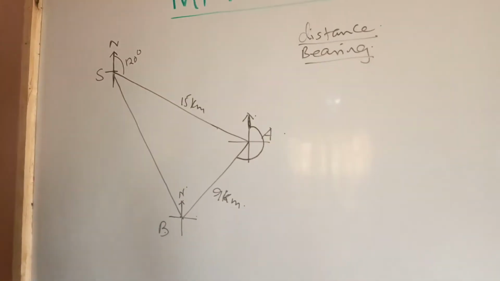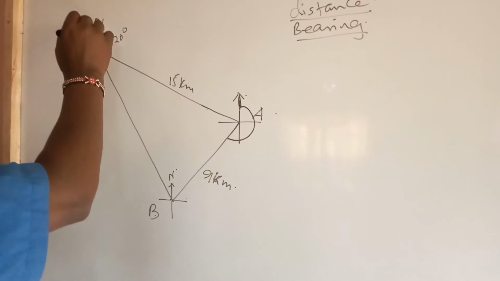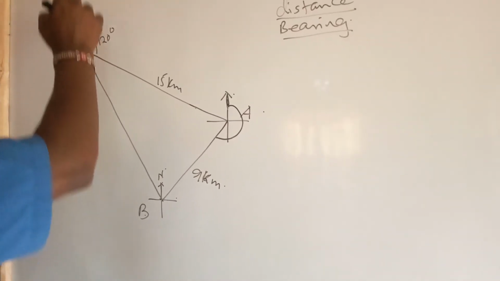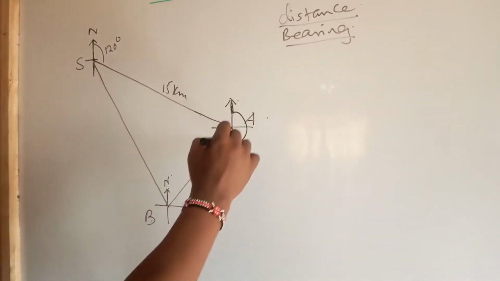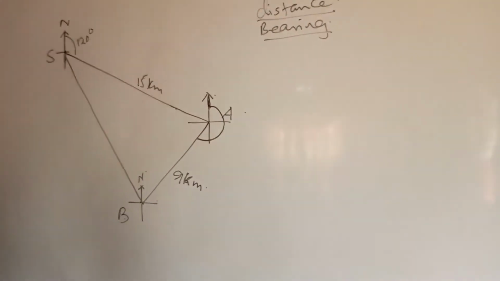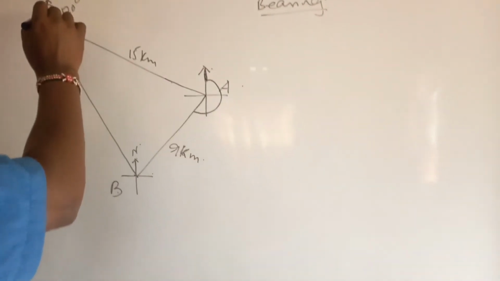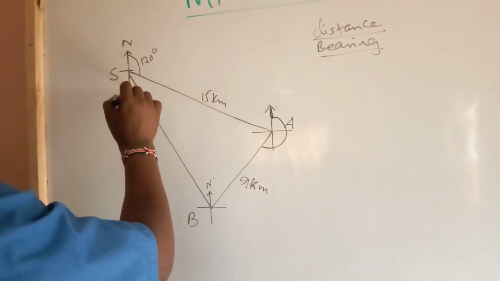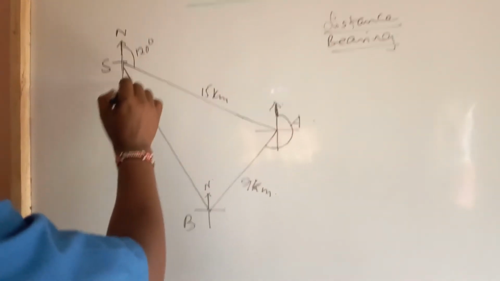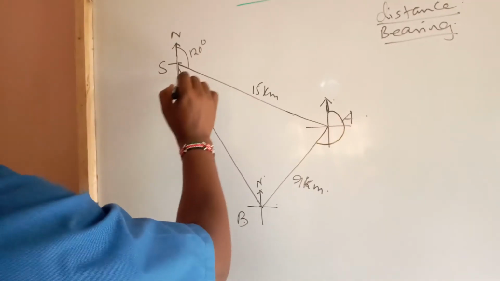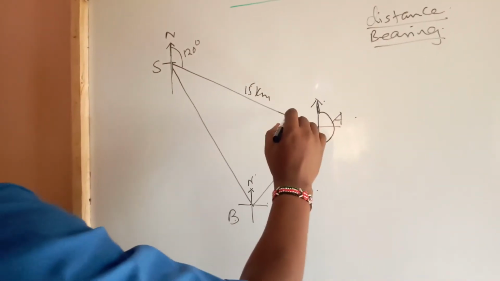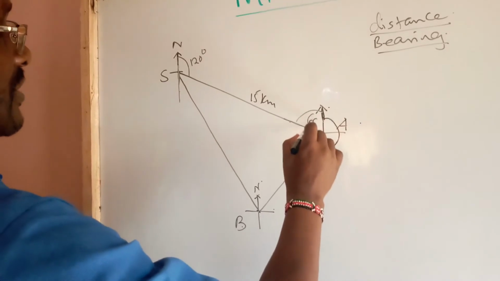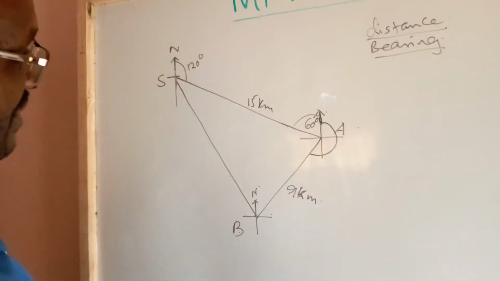Now, to start with, we have this true north, which is parallel to this true north. And of course, as much as we know, when this angle is 120, the angle that remains here is 60 degrees to make 180 degrees, which is alternating to this angle. So that angle is 60 degrees.